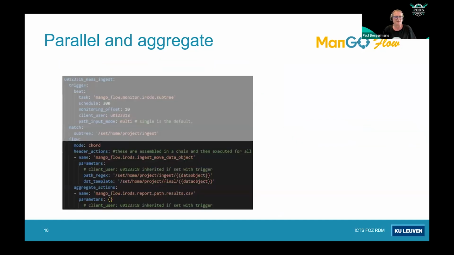Declaratively, this is called a chord. This is a direct use of the term that is also used and posted by the Celery framework. And here we see a very simple case of, on one hand, the header actions. The header actions are the parts of the workflow that will operate on the different data objects. And finally, the aggregate actions, which is also just a single one that creates a CSV file with some results. With every action here, you can pass on parameters in the template that can be very case specific. In other cases, some defaults can be used.